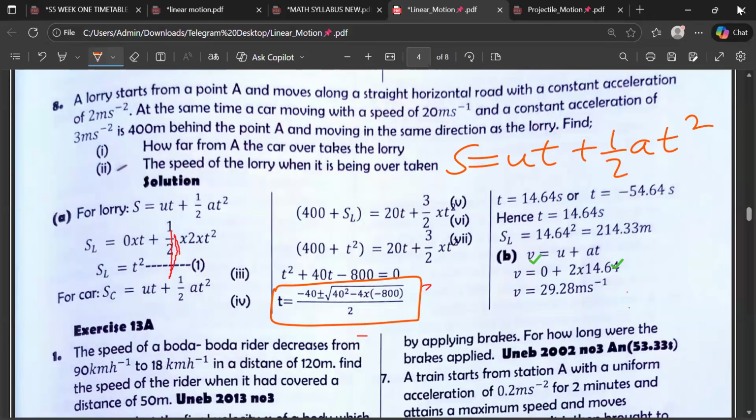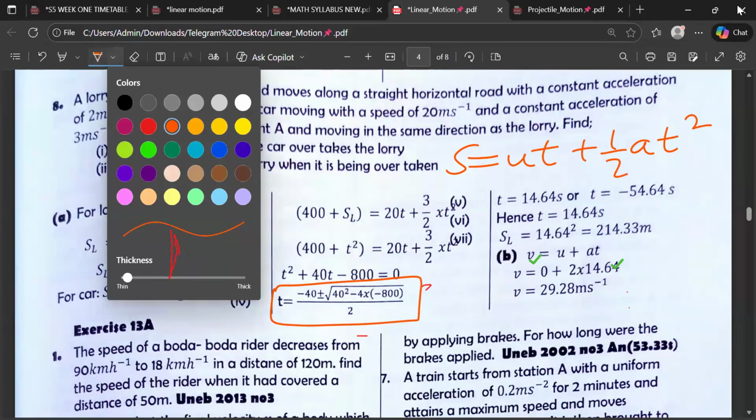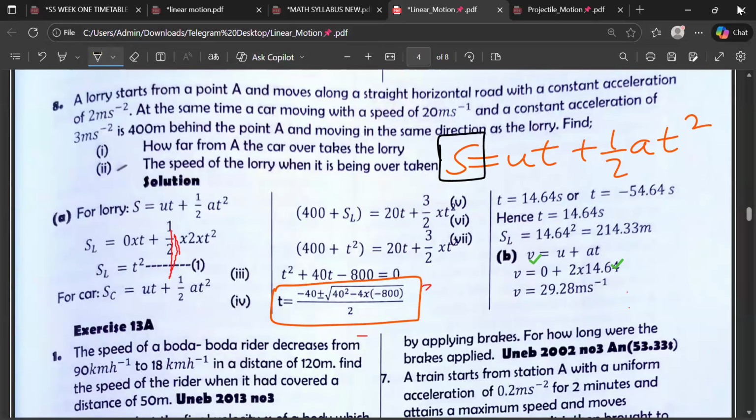And guess what? We are looking for time, but we have S, U, and A. Do people see that? When you substitute for S, U, and A, you form a quadratic equation in T. And I know you people know how to get quadratic equations, and quadratic equations give you two values.